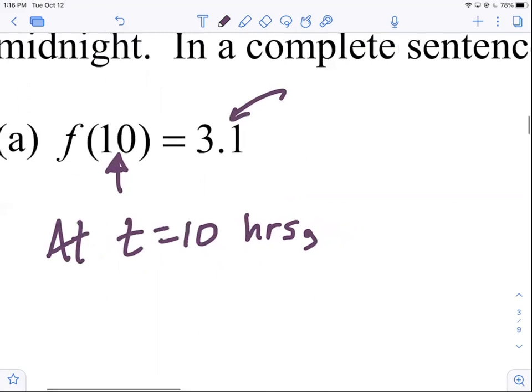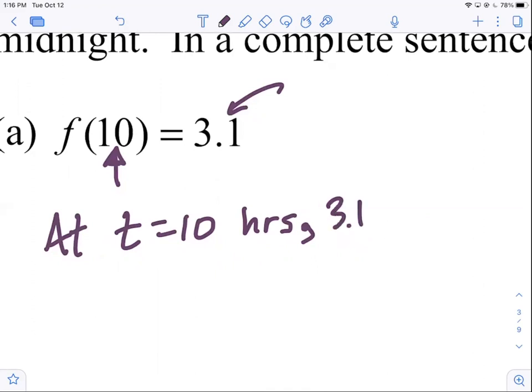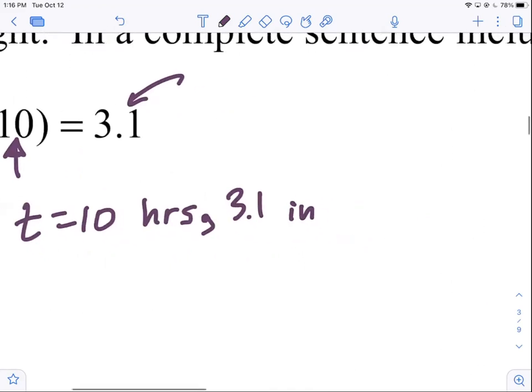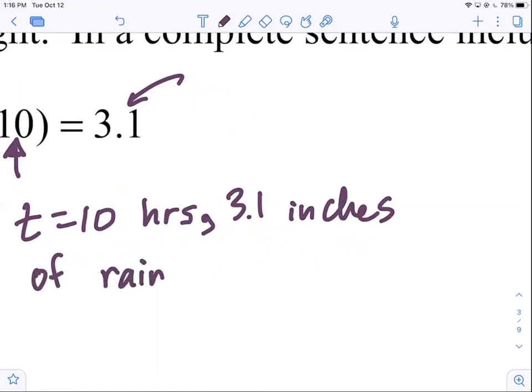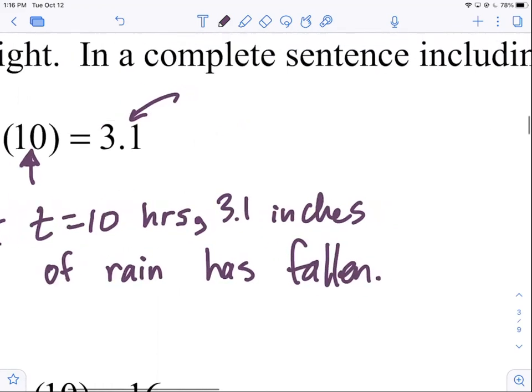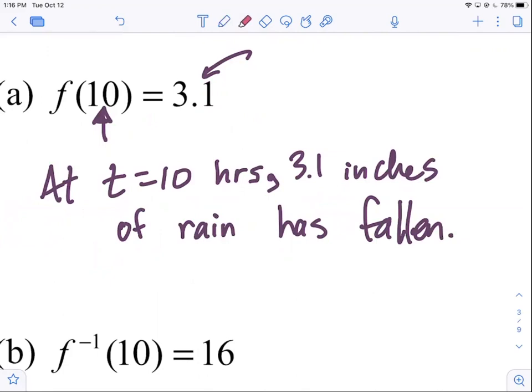Inches, right? So at t equals 10 hours, 3.1 inches of rain has fallen. There you go. So do we have two numbers in our sentence? Yes. Do we have two sets of units in our sentence? That's what you want to make sure you check.